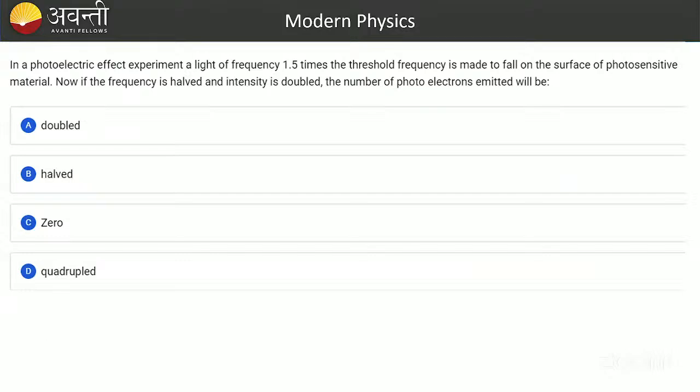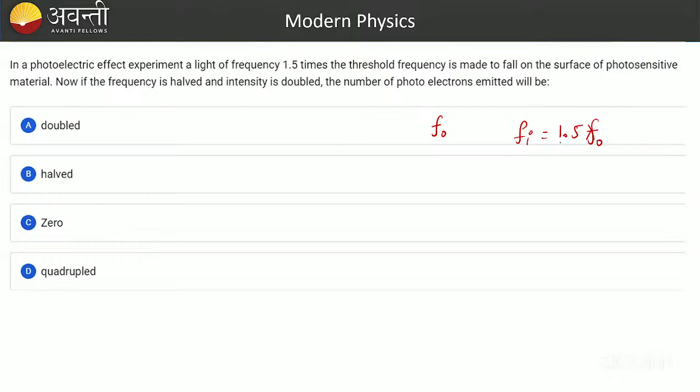Now this one. In a photoelectric effect experiment, a light of frequency 1.5 times the threshold frequency is made to fall on the surface of a photosensitive material. If threshold frequency is f0, the incident frequency is 1.5 times f0. Now if the frequency is halved and the intensity is doubled, the number of photoelectrons emitted will be.